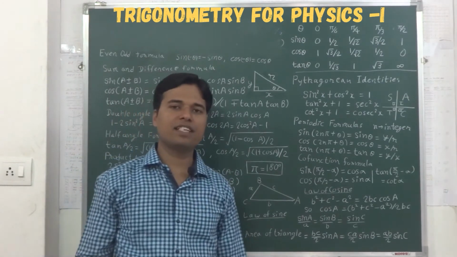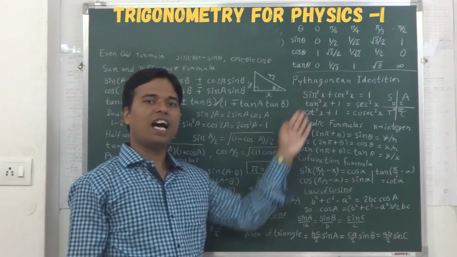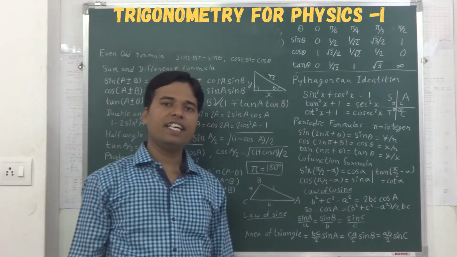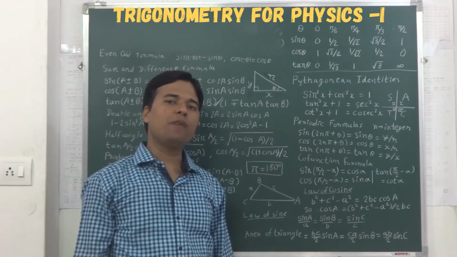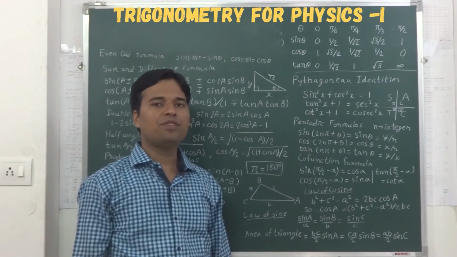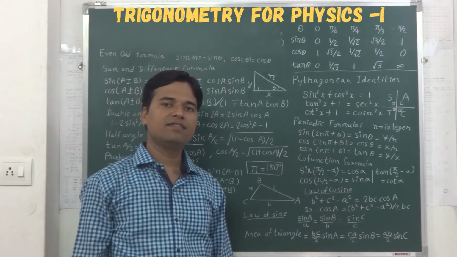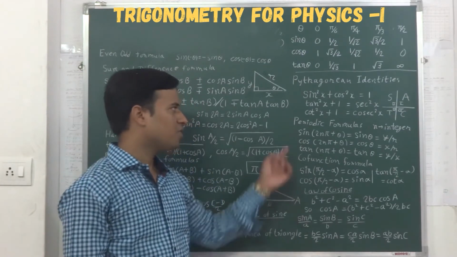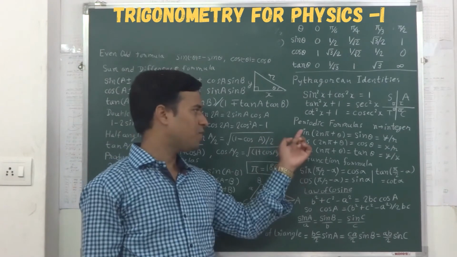These trigonometric functions are periodic functions which have periodicity 2 pi. After the 2 pi angle, the value of the sine, cosine and tangent will be repeated. So dear students, learn these formulas.